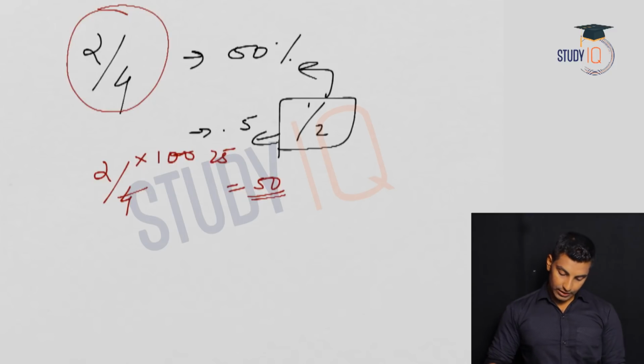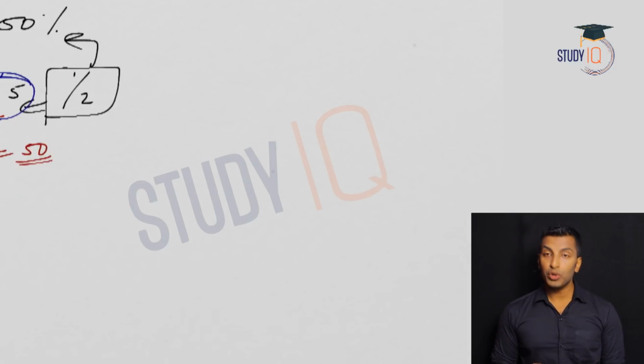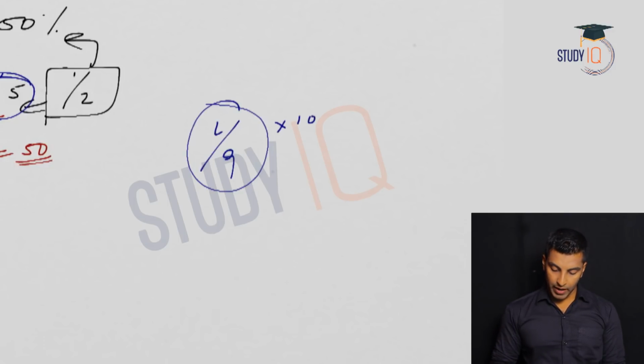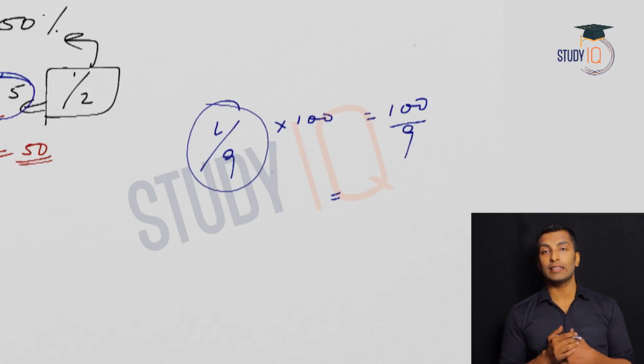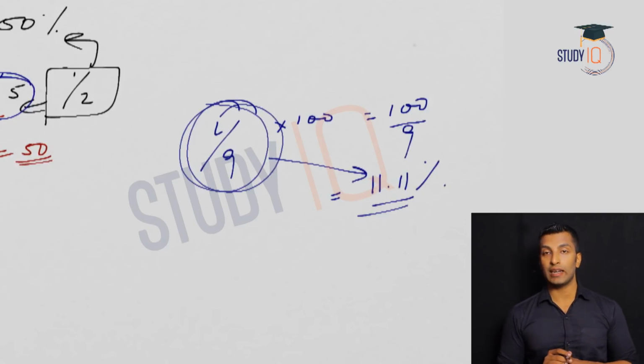Now ratio can also be understood as decimal values. That's what we have seen here: 2 by 4 is nothing but 1 by 2, and 1 by 2 is nothing but 0.5. Now how to find the percentage value? Let's suppose you have 1 by 9. How to convert this into a percentage? Just multiply by 100. So this is nothing but 100 by 9. We know 100 by 3 is 33.3, so 100 by 9 means divide again by 3, and you'll get 11.11. So this is the percentage equivalent of this ratio: 1 by 9 is 11.11%.